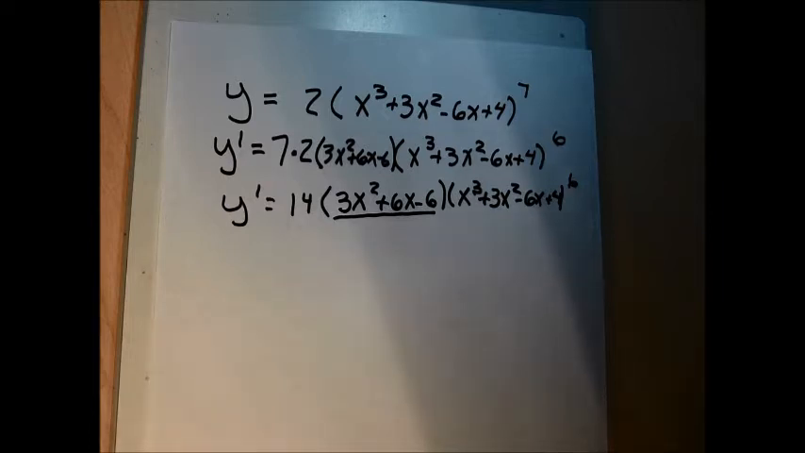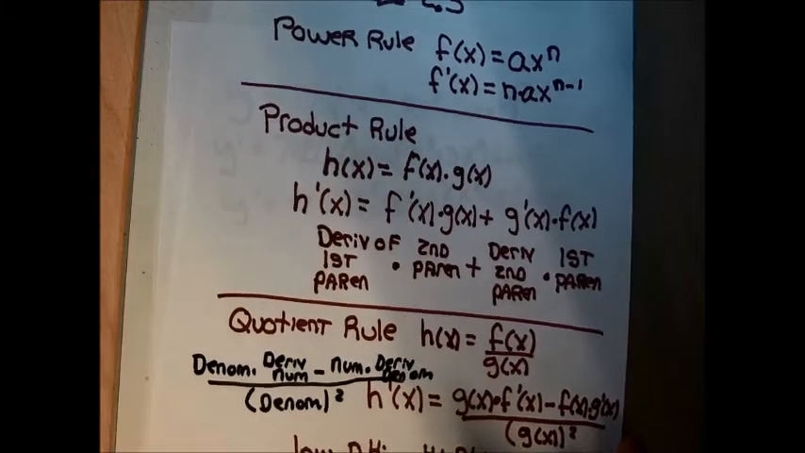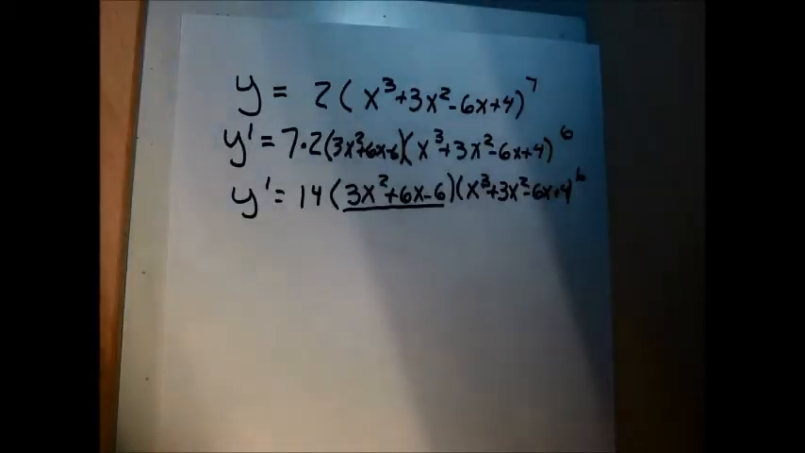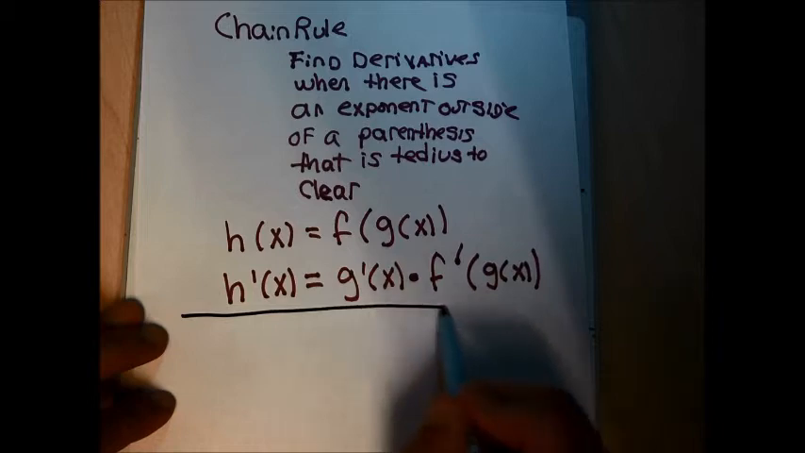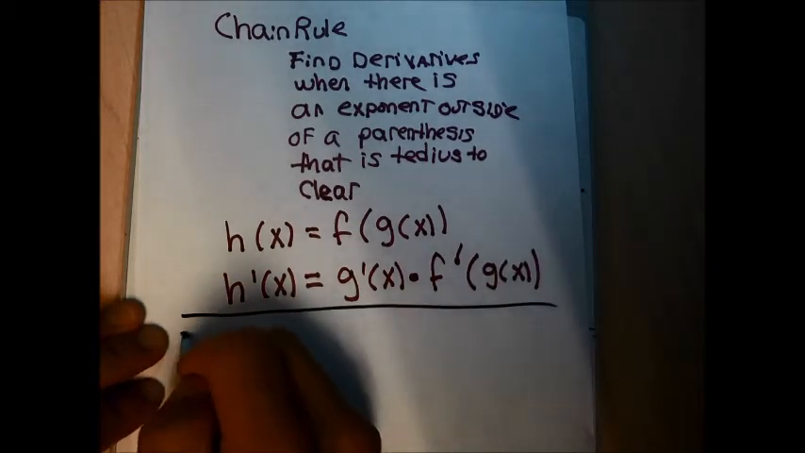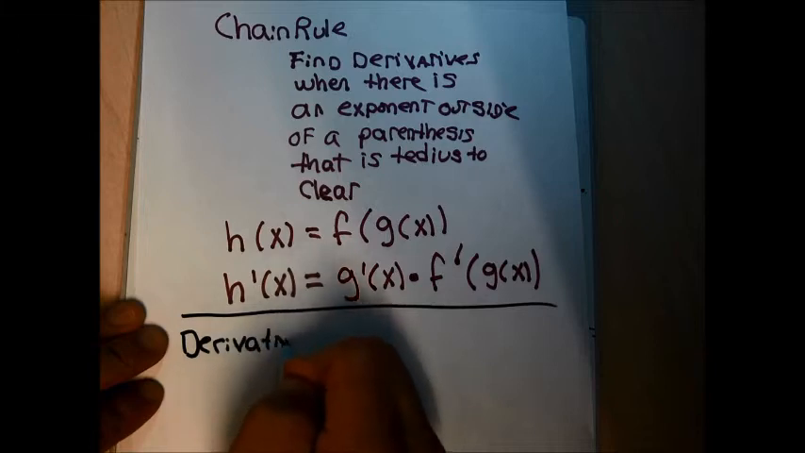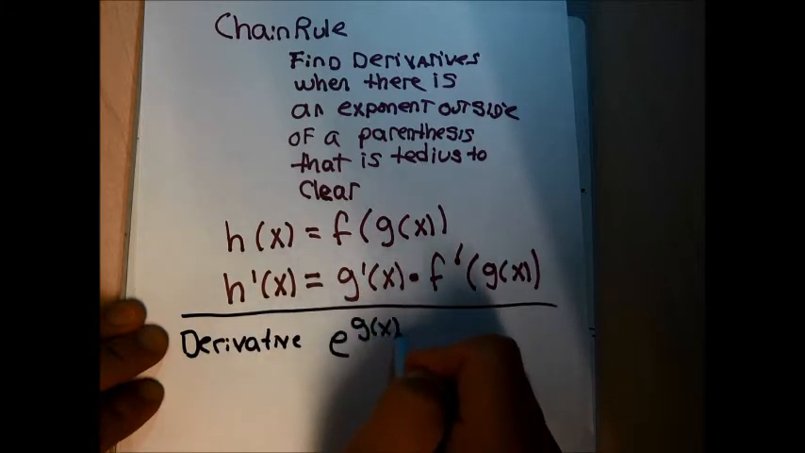So we have a few derivative rules so far. We have power rule, product rule, quotient rule, chain rule, which I'm going to shortcut. And we're going to introduce 4 new rules in this section. I'm afraid this section is a bit long. But the first rule we're going to learn is for a derivative of e to the g of x power.